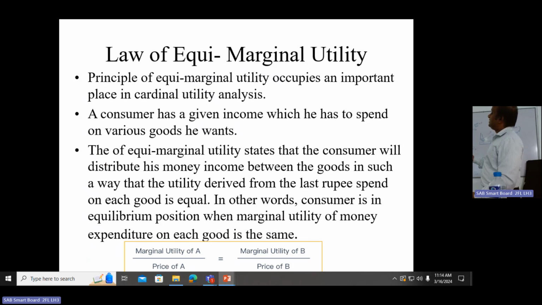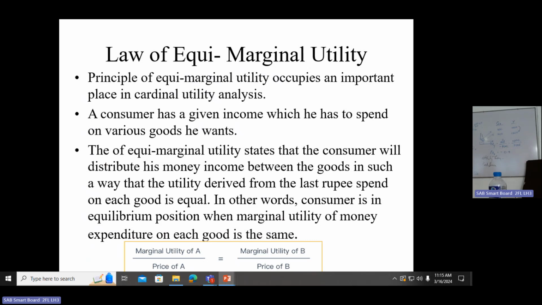So the equimarginal utility law states that the consumer will distribute his money income between the two products in such a manner as to maximize the utility. So how we spend this limited income among the two products with a view to maximizing the utility, that is what the law explains.